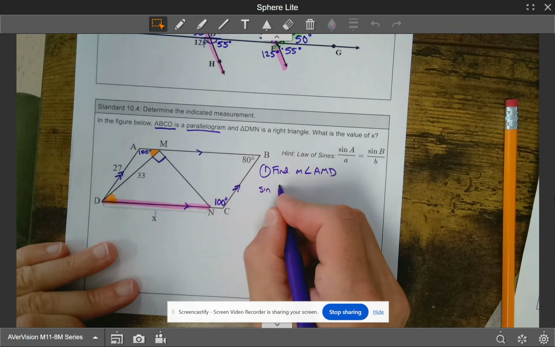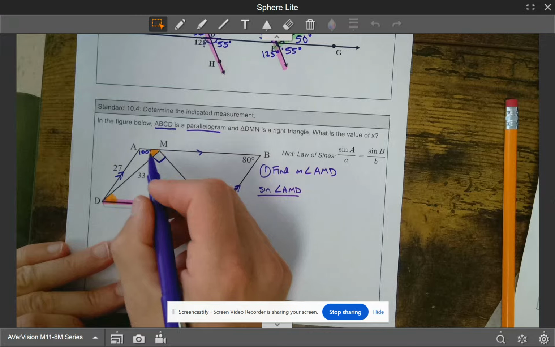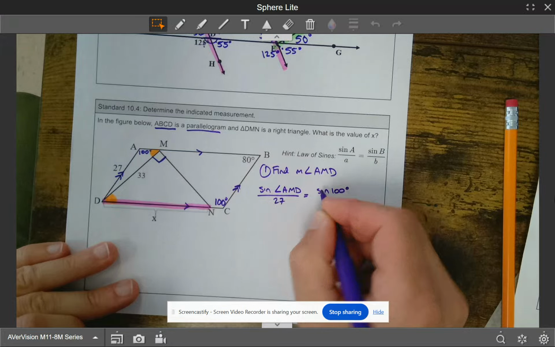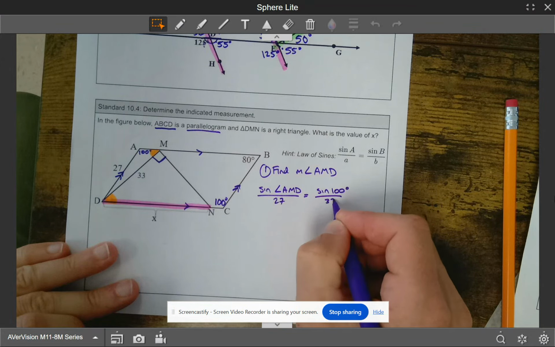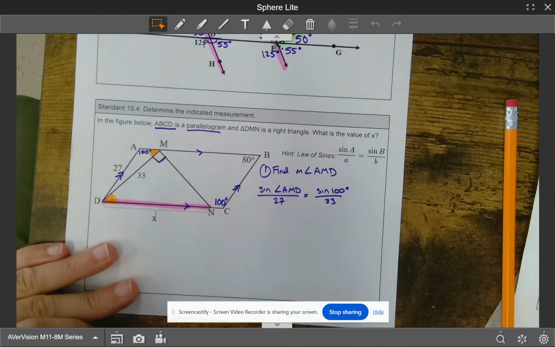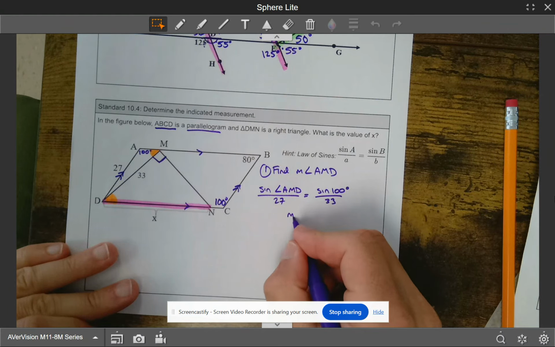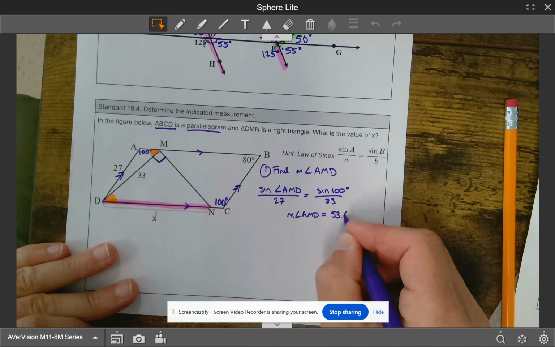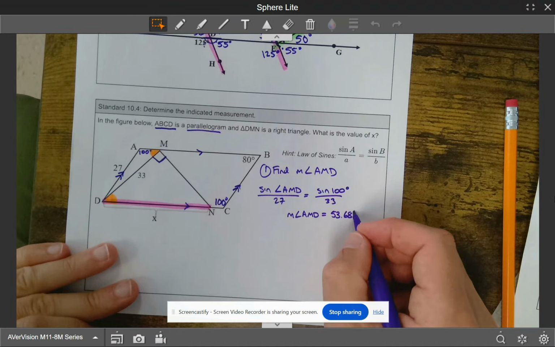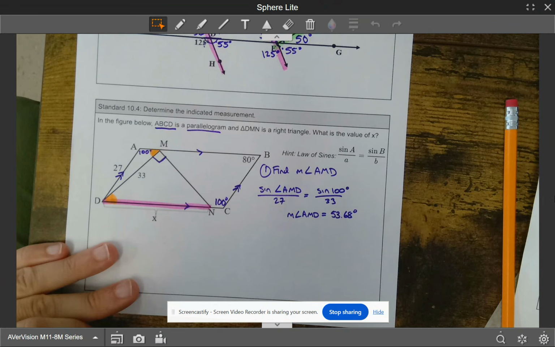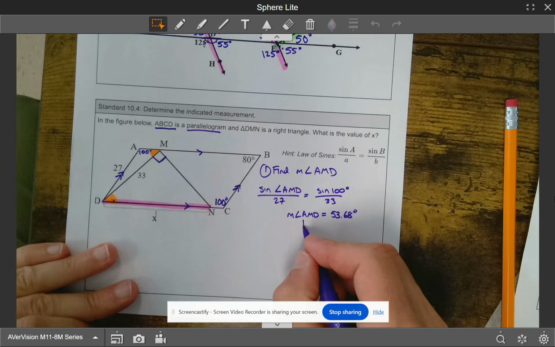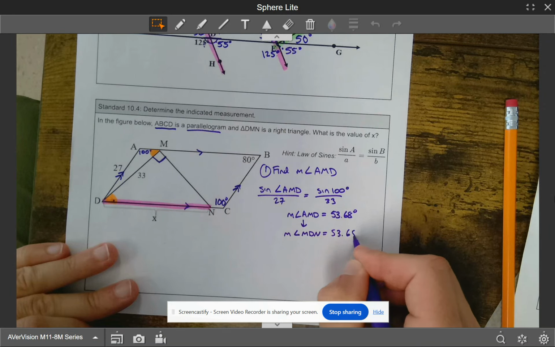So sine of angle AMD over the side opposite it, 27, equals the sine of 100 degrees, angle A right there, over the side opposite, 33. Turns out when you go through and solve this, the measure of angle AMD is 53.68 degrees. Now, because these two are alternate interiors, they are congruent. That means the measure of angle MDN must also equal 53.68 degrees.